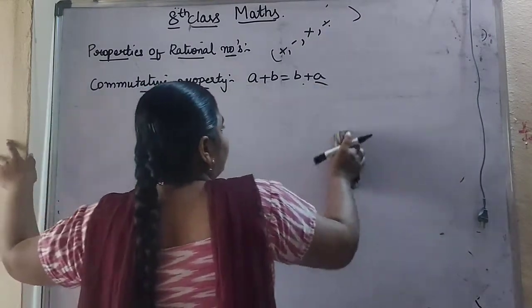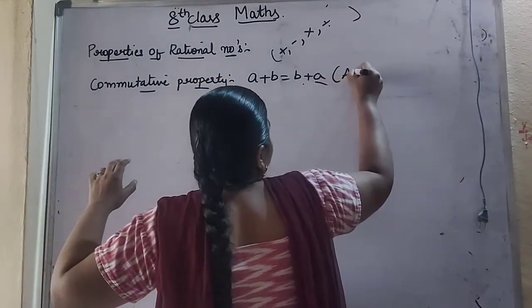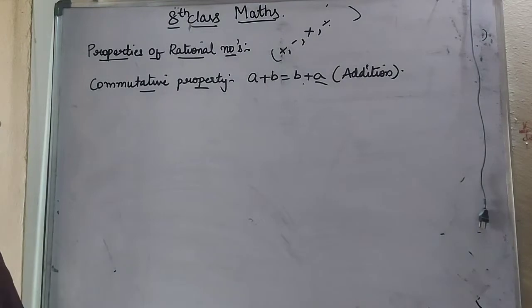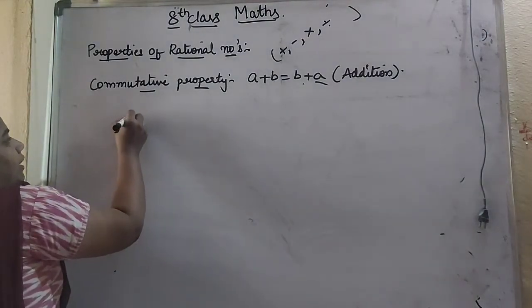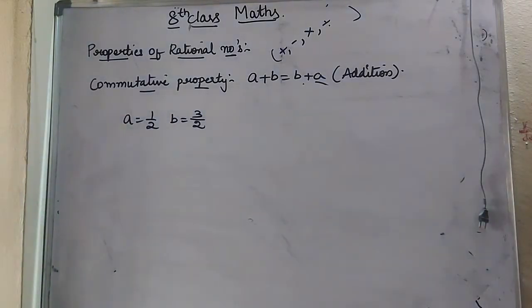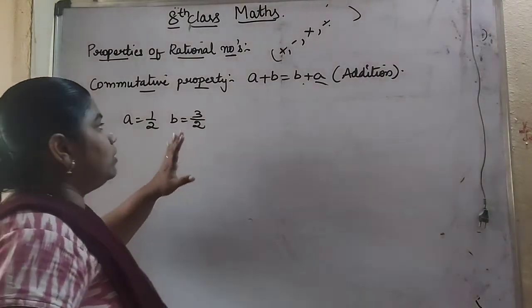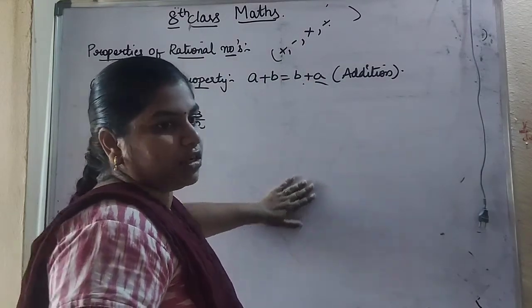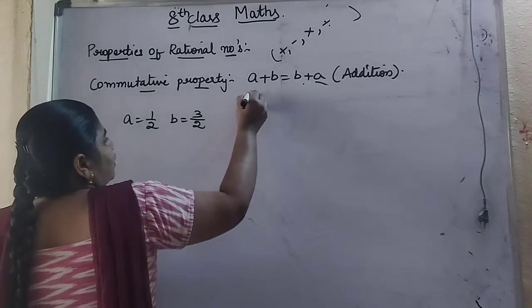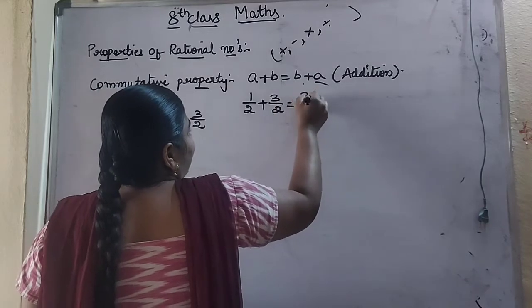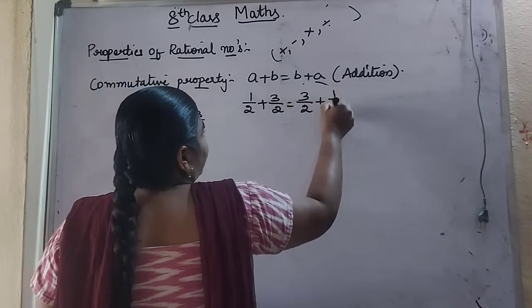So we will take one example for addition. This is under addition we are doing. Here I am taking the a value as 1 by 2 and the b value as 3 by 2. So 1 by 2 is also a rational number and 3 by 2 is also a rational number. After substituting these two values here, we have to check whether you will get the same result or not. So here a value is 1 by 2 plus b value 3 by 2 is equal to b value 3 by 2 plus a value 1 by 2.